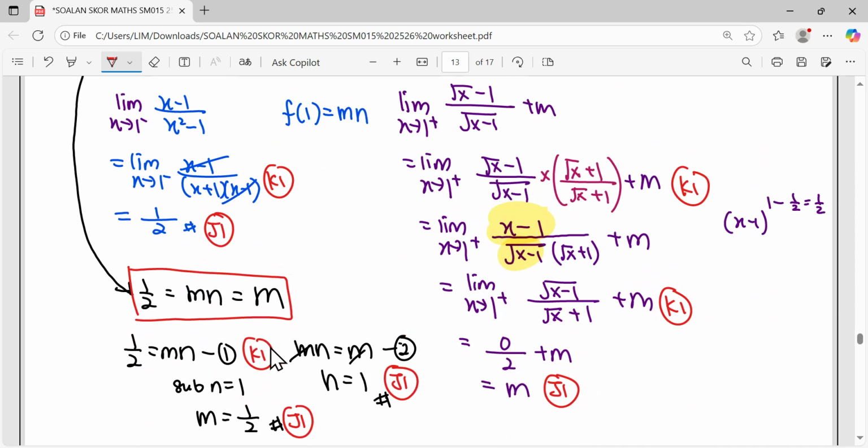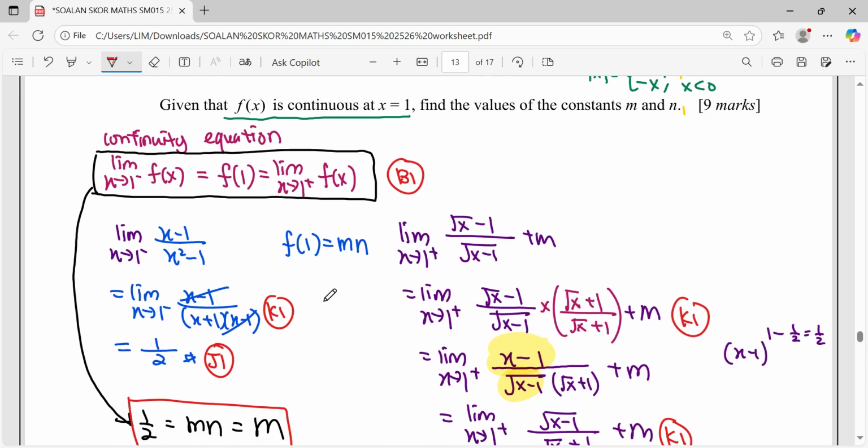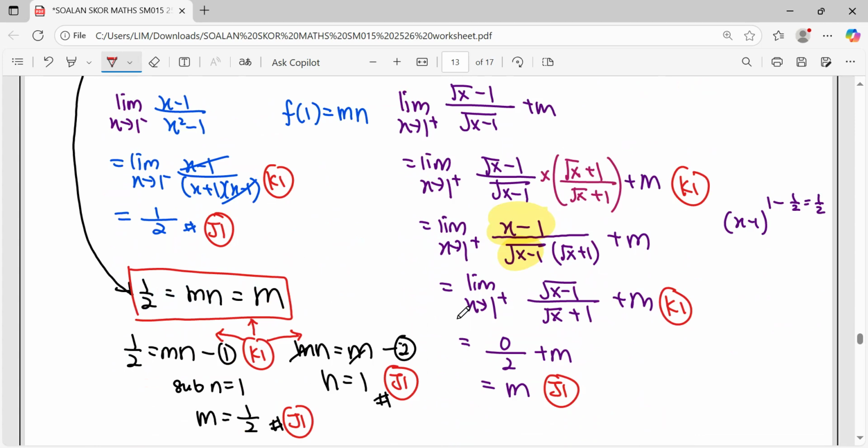Alright, so this method is forming the equation, also referring from your continuity equation. Write it correctly here. Okay, so that's all for this.